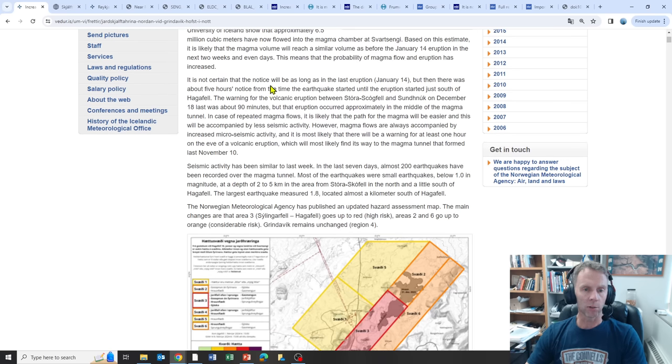Moving on, it's not certain that the notice will be as long as in the last eruption. They mention it right here, there was about 5 hours notice. With the January 14th eruption, we had a strong seismic swarm that lasted for about 5 hours and preceded the actual eruption. Remember that on December 18th, it was only about 90 minutes.